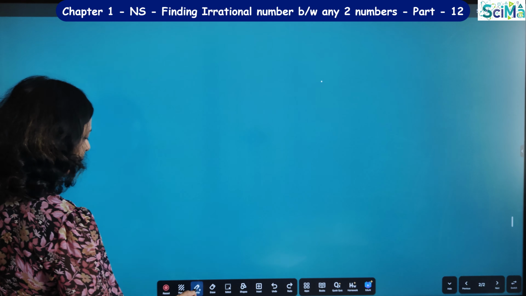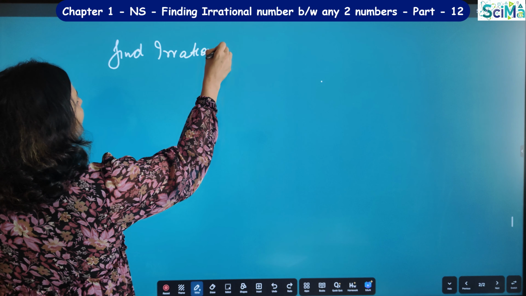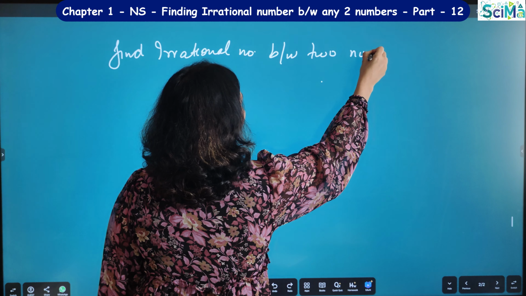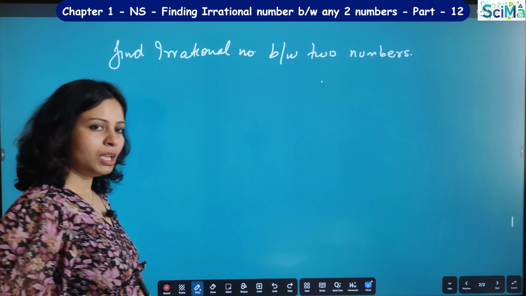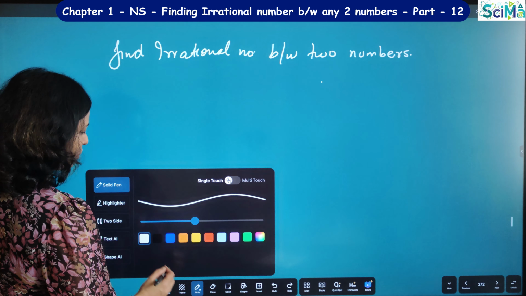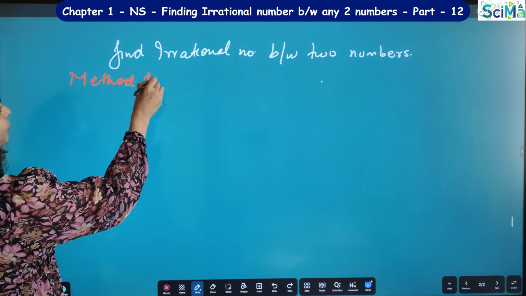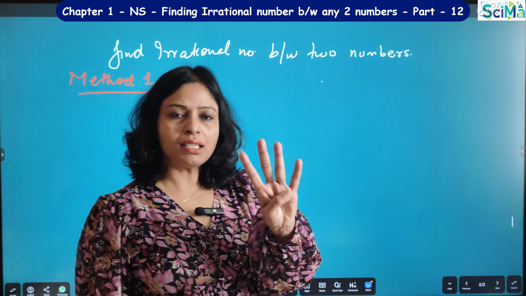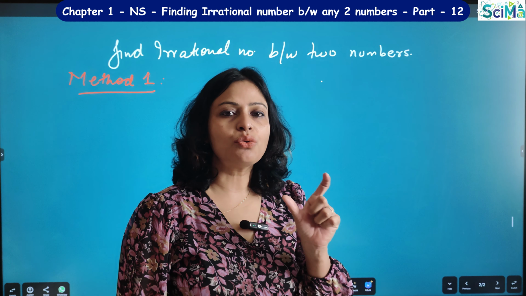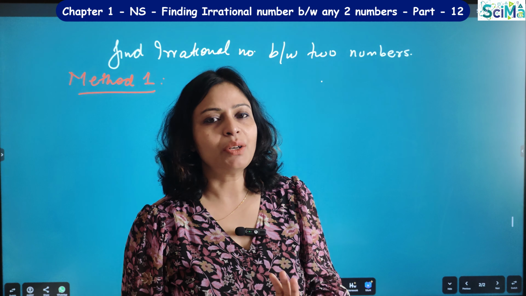Now today's topic is finding irrational numbers between two numbers. So how do we find irrational numbers between any two numbers? That's what we are going to see. I will give you 4 methods. Out of the 4 methods, you can use one depending upon what question you have got, between which two numbers you have to find an irrational number. Let's begin with the first method.